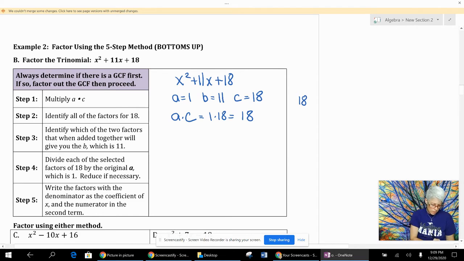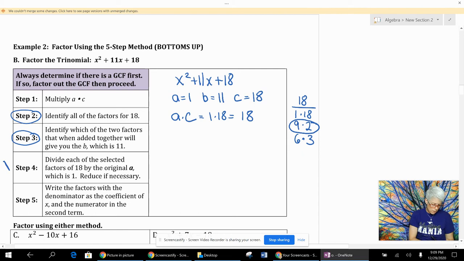We're on step 2. 18: 1 times 18, 9 times 2, 6 times 3. Now, step 3, identify which two factors add up to 11. And if I look, it's the 9 and the 2.